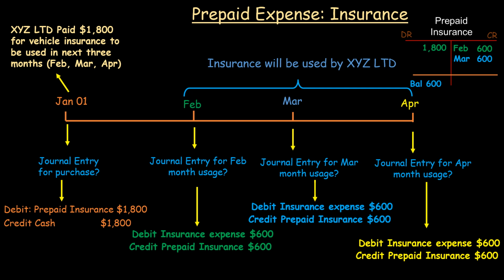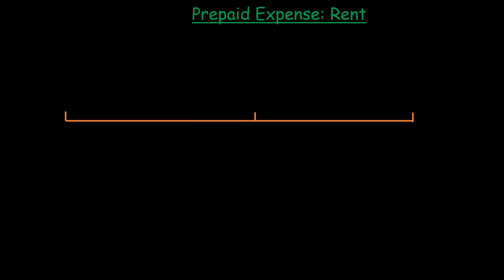So if you look at the T account in the top right corner, we can update for April. That will leave you a balance of zero. So now we have used all insurance. Let's look at another example of prepaid, this time rent.